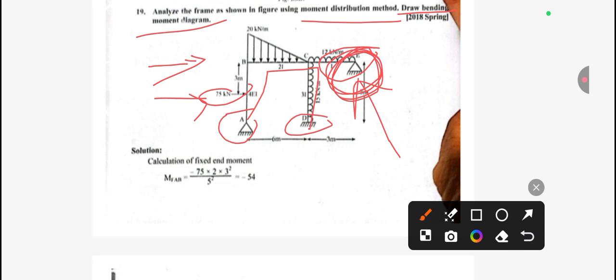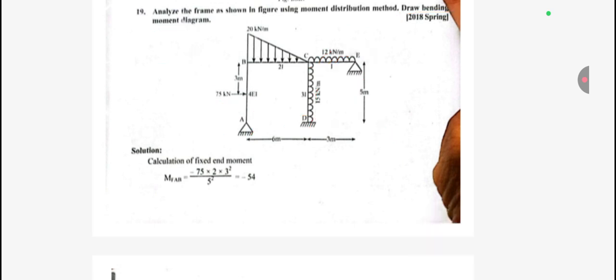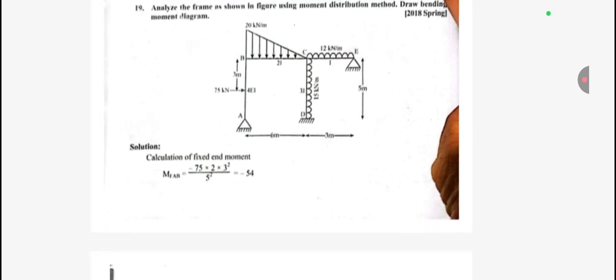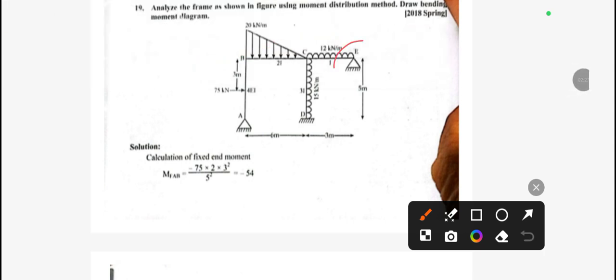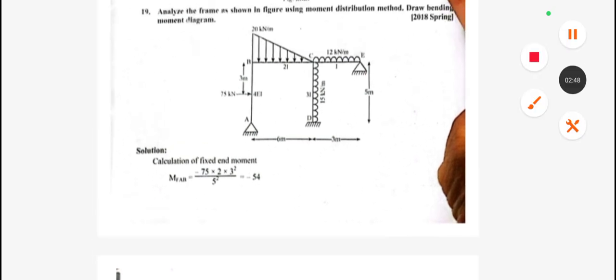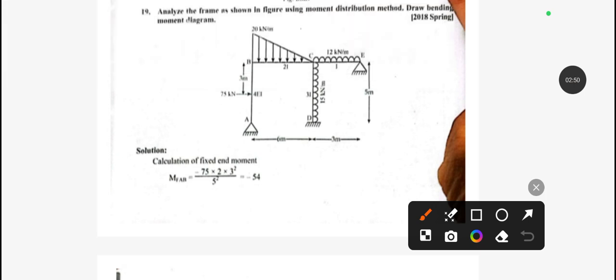For a non-sway type we need to do only one step. You need to understand that if any type of support, either hinge support, fixed support or roller support, is provided to resist this lateral movement, then our frame will be non-sway type. You can easily understand this from the given figure. Now let's move to the solution.